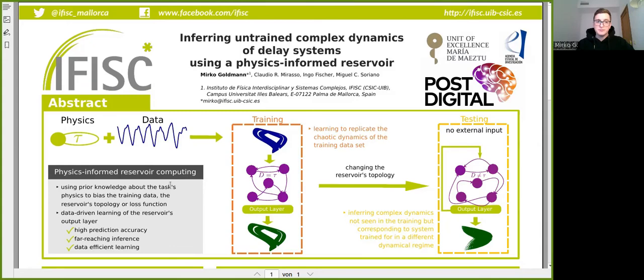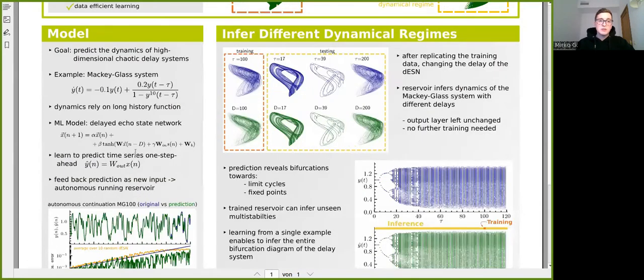it has not seen in the training, but these dynamics are the original dynamics from the delay system it was trained for. So to be a bit more precise, we learn to predict the Mackey-Glass system with a really long delay, and the Mackey-Glass system also has high nonlinearity. So this is usually used as a benchmark task for machine learning models. We physics-inform our machine learning model by introducing also this delay term here. So the D is our delay.